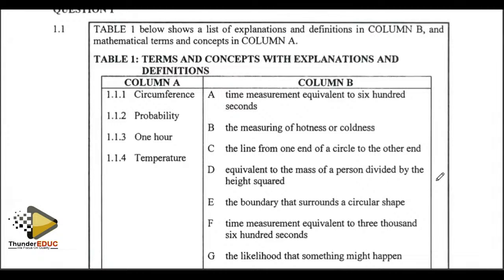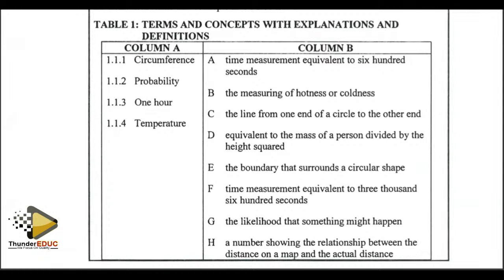All right, what do we say? First and foremost, you may look at the terms. 1.1.1, we have circumference. 1.1.2, probability. 1.1.3, 1 hour. 1.1.4, temperature. Then you can go through the explanations, which are in column B. These are the concepts they're talking about, and the explanations are this other side.